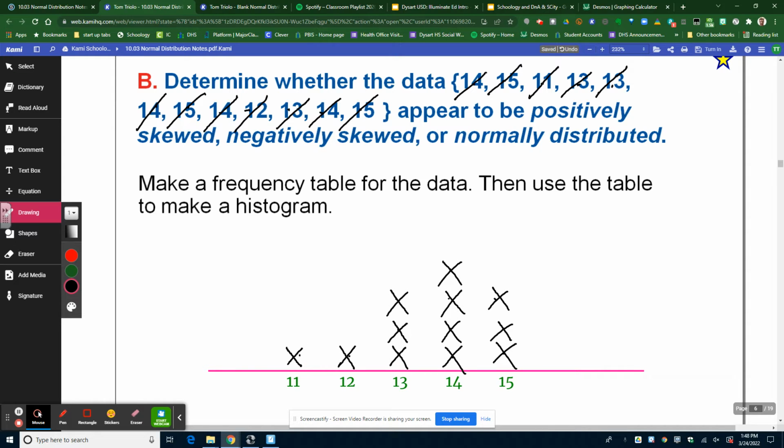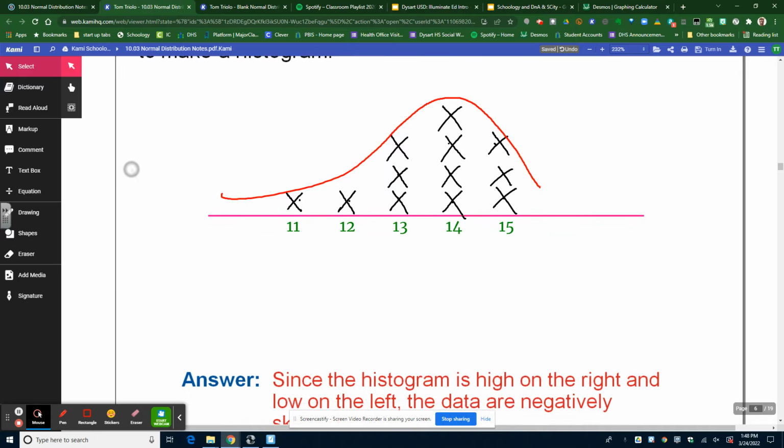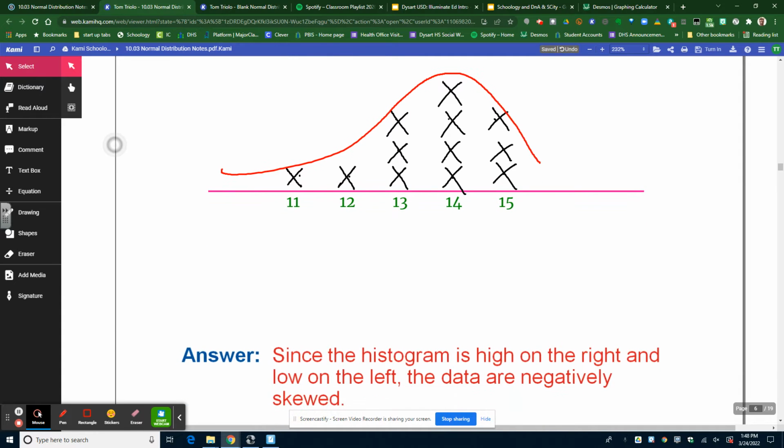At this point, in the interest of time, I'm not even going to make my histogram. I'm just going to start at the top of the X's. So it comes up, and this tails to the left. Therefore, it is negatively skewed as it goes to the left, because the preponderance of your data is on the right.